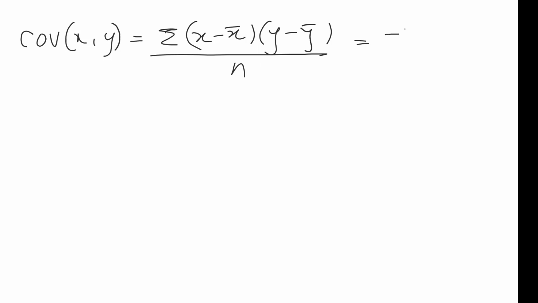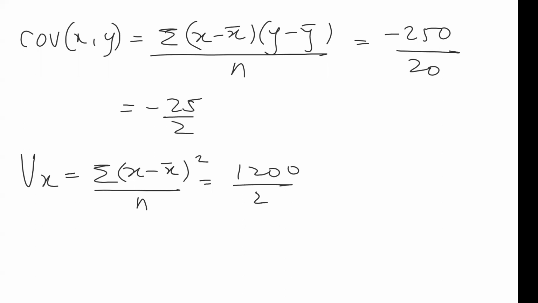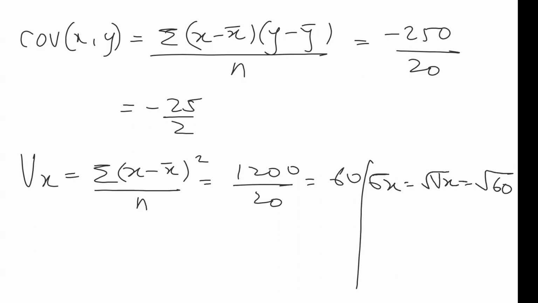Summation x minus x bar y minus y bar is minus 250 upon 20. So that is minus 25 upon 2. Don't divide this. Keep it as it is. Variance of x is summation x minus x bar square upon n, which is equal to 1200 upon 20, which is 60. Okay, so standard deviation of x is equal to square root of variance of x, which is square root of 60.